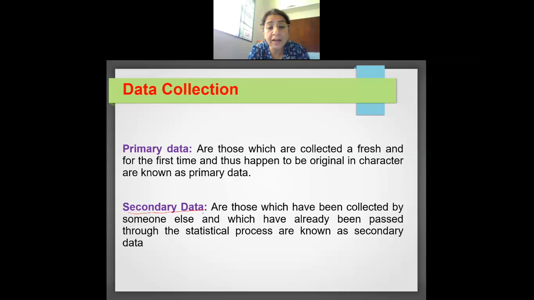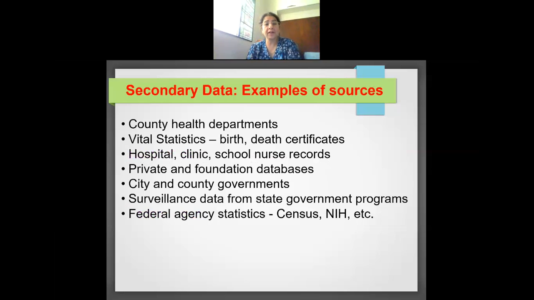Secondary data is the data which is already available, which has been passed through a statistical process sometime, and you are reusing that data. So obviously, using primary data or secondary data, it depends. Secondary data examples are this: country health.